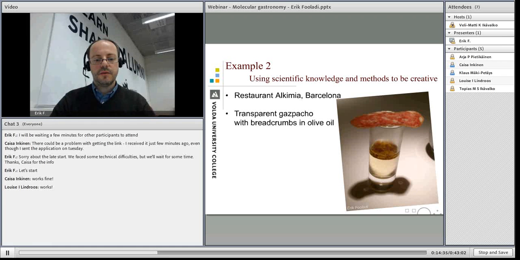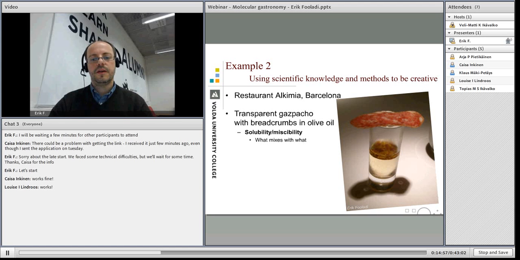And what does this have to do with science? Well, it has to do with scientific thinking. Because when we are now talking about this dish or trying to understand how it works, it has to do with which compounds are soluble or mixable.